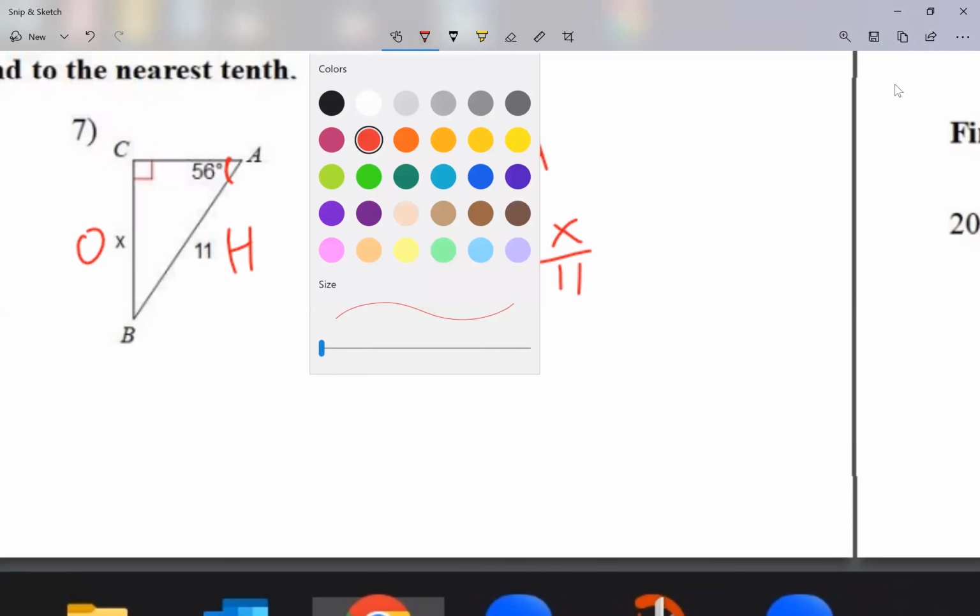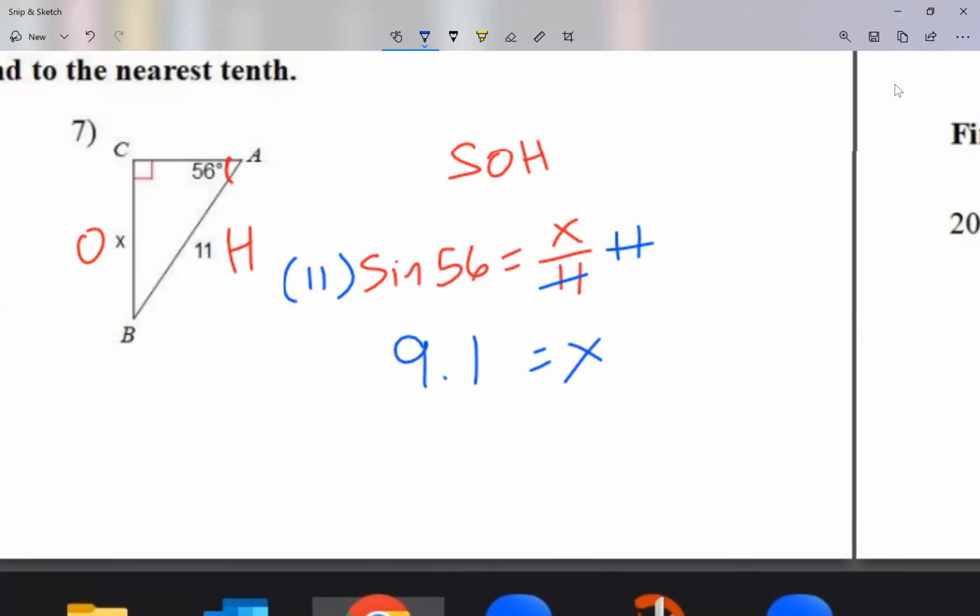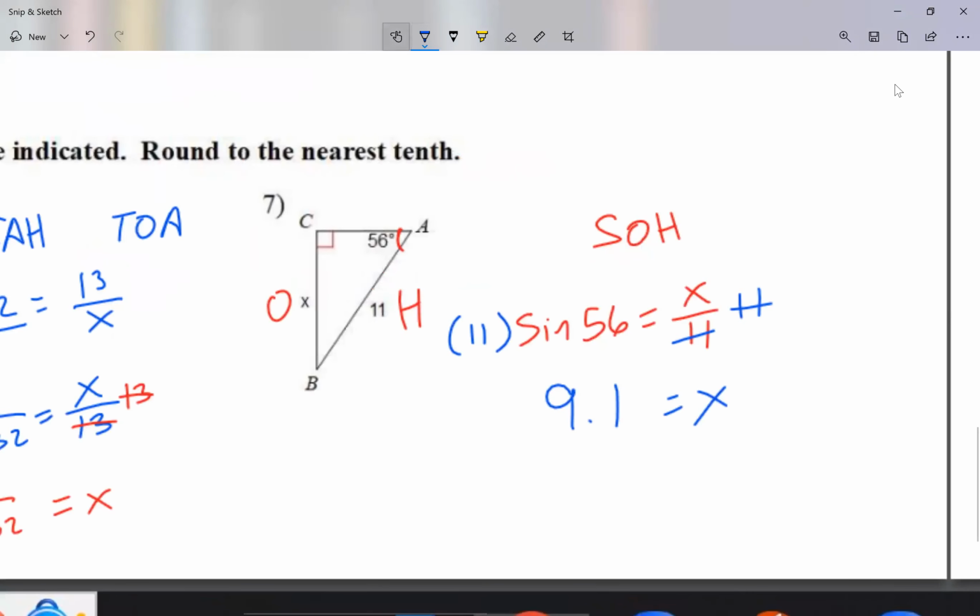Now the x is on top, so that's good. Let me multiply both sides by 11. So on the right side, I get the x by itself. And on the left side, I'm going to go 11 times sine of 56. I'm going to round my answer to 1 decimal place, so I'm going to get 9.1. Again, my instruction said round it to the nearest tenth, so that means 1 decimal place. Remember, tenth sounds like a 10. If I said hundredth, that's 2 decimal places.